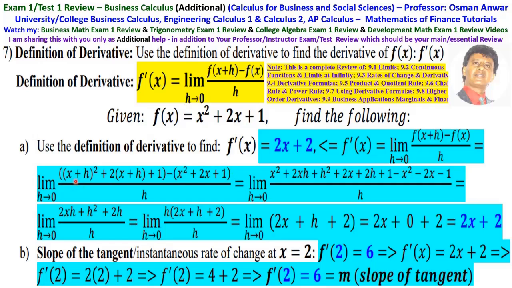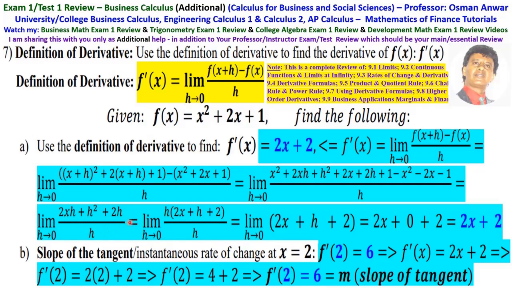So this is x squared plus 2xh plus h squared plus 2x plus 2h plus 1 minus x squared minus 2x minus 1. So the x squared minus x squared cancels. Then the 1 cancels with 1. The 2x cancels the 2x. So this is equal to limit as h approaches 0 of 2xh plus h squared plus 2h over h.